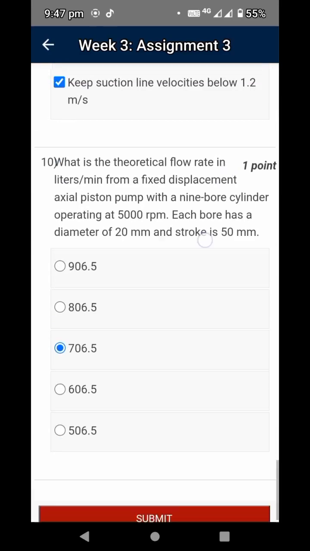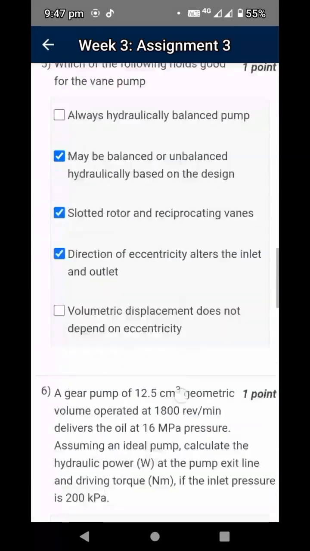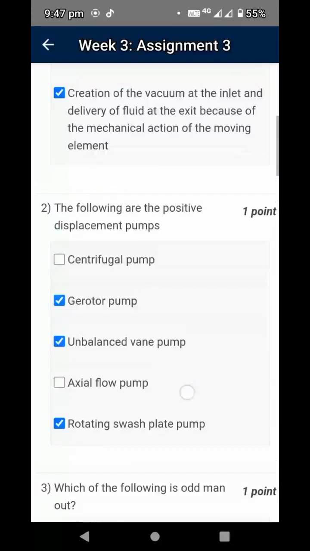So these are the answers I got, and I hope these answers are almost correct.